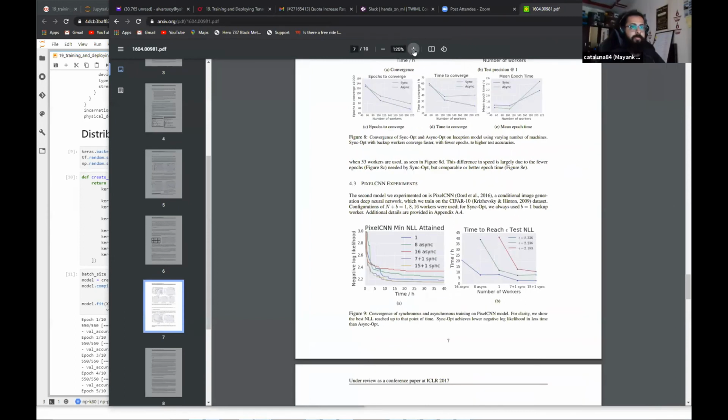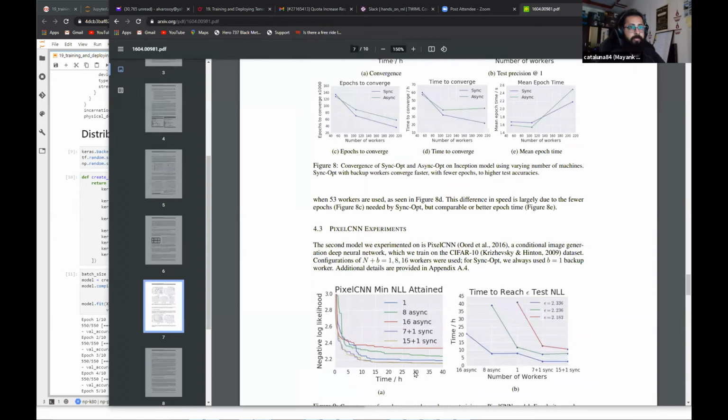Yep. Here there are green and blue lines. The green represents the asynchronous and the blue represents the synchronous, with respect to the epochs, the time, the mean epoch. So it looks like for this task, just one processor, that's the blue, beats both 8 asynchronous processors or 16 asynchronous processors, the red or the green, in terms of the time required to minimize the function to a certain level.